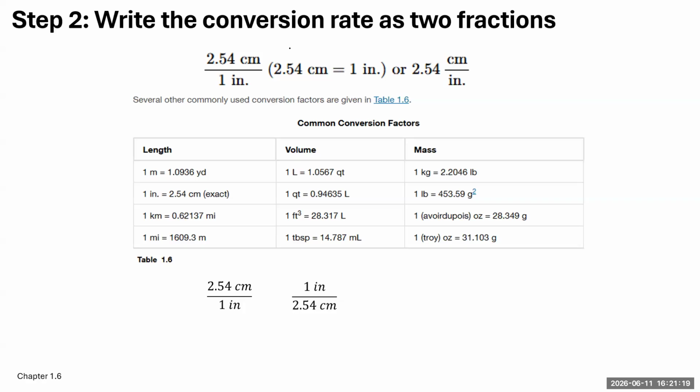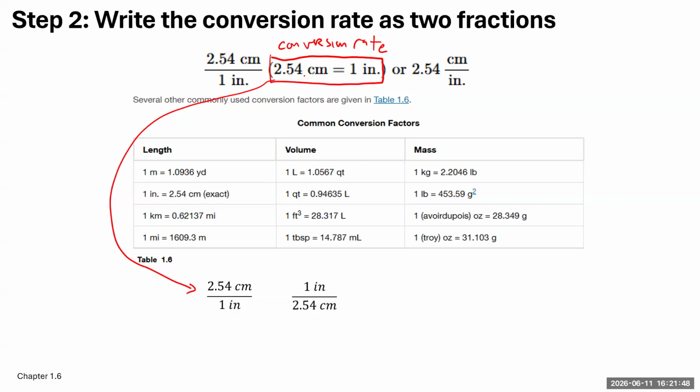So write the conversion rate as two fractions, right? This is our conversion rate, from the book. What we're going to do is write it as two fractions. So let's start off by putting the 2.54 on top and the 1 inch on the bottom. And it has that equal sign, so we know it's a conversion rate, right?